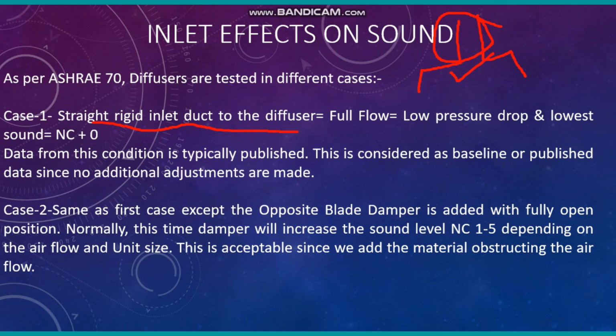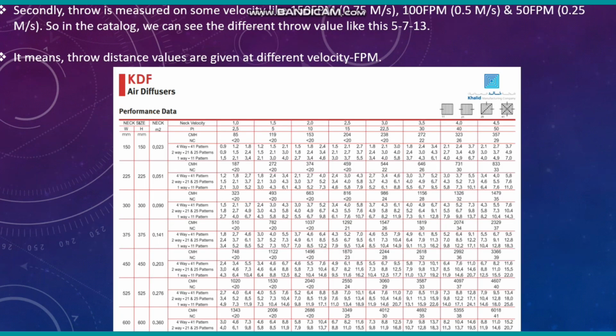In this case there will be full flow and low pressure drop because there is no obstruction like a volume control damper, and the lowest sound level. Whatever sound is generated by the diffuser will be there, without any additional, so plus 0. Data from this condition is typically published. Whatever value you see in the technical data sheet, for example the NC value they have given here, less than 20, and here 22, 26, all these values come from case 1 only.